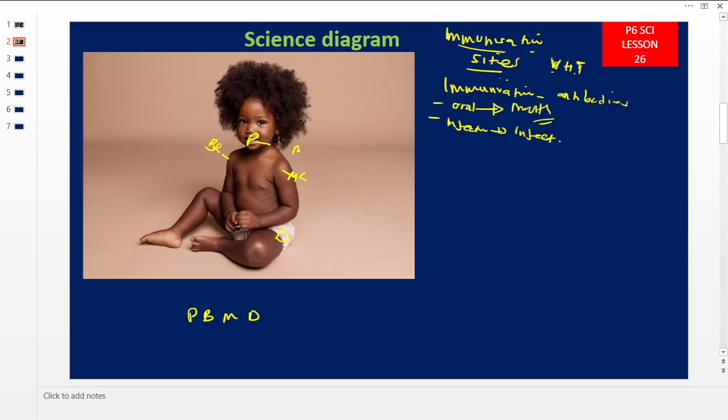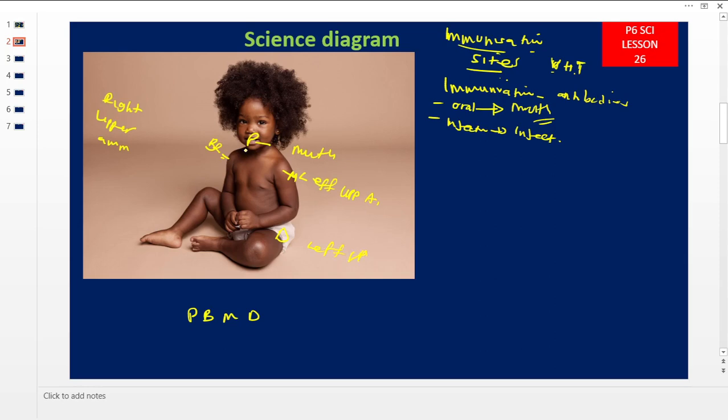Now this one is the mouth. Then this side here is going to become the right upper arm. So this one is the right upper arm. Then this one is going to be the left upper arm. Then here is going to be the left upper thigh.